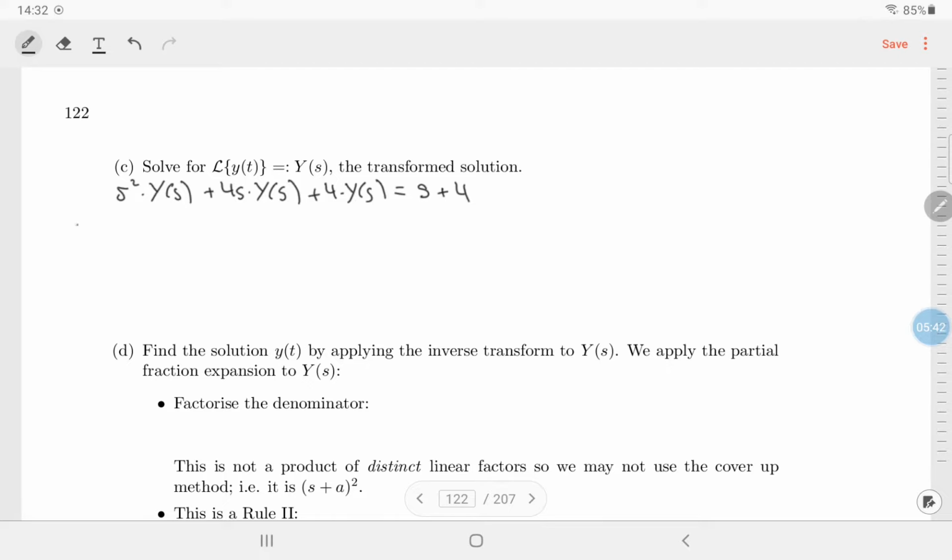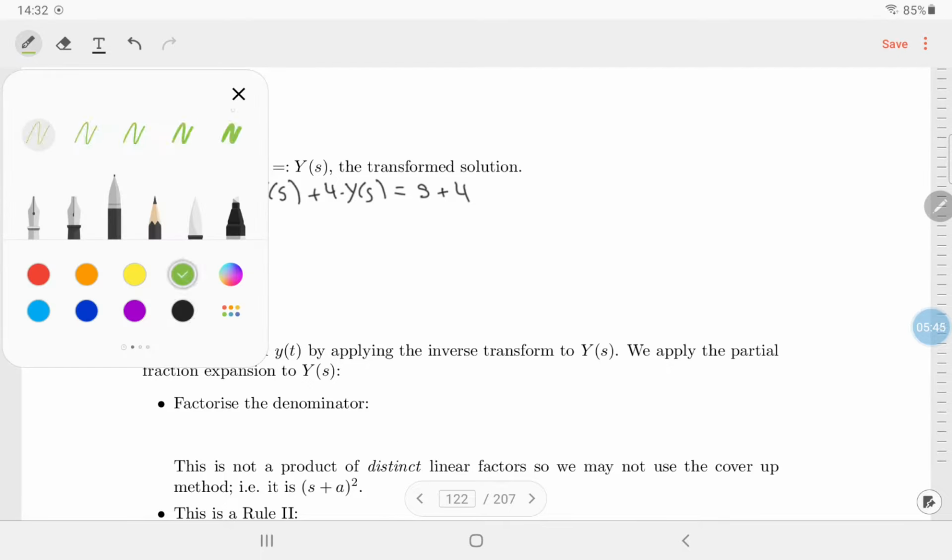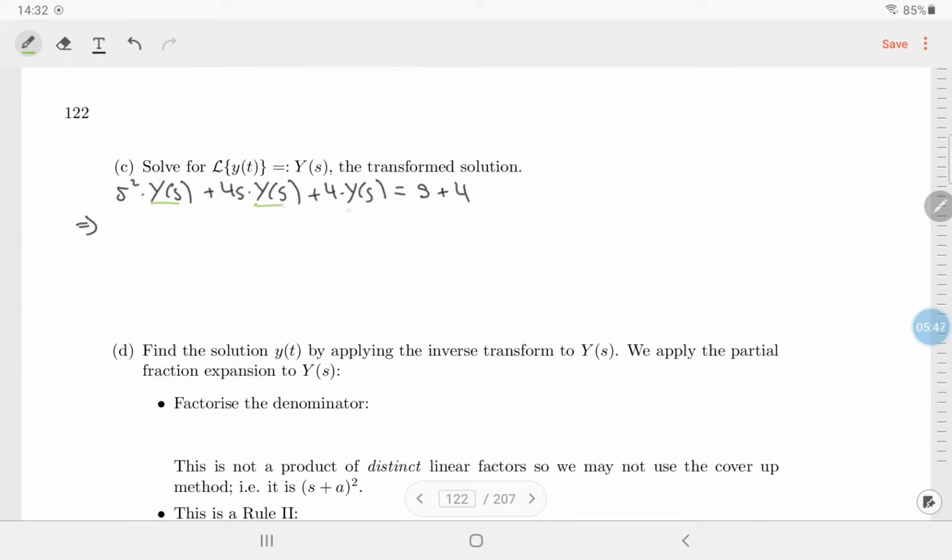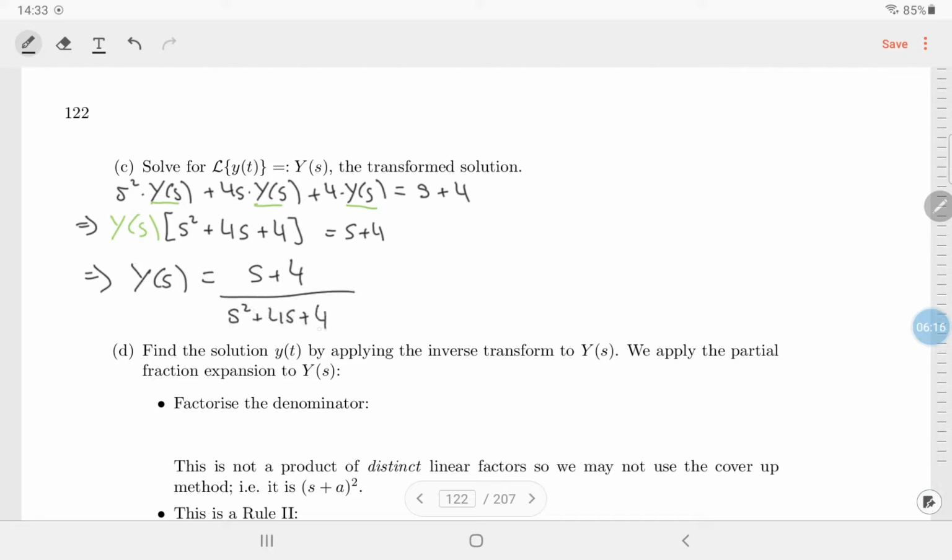What do we do here? Well, we take out the common factor of y of s. So that's times s squared plus 4s plus 4 equal to s plus 4. And then we divide both sides by s squared plus 4s plus 4. So y of s is equal to s plus 4 divided by s squared plus 4s plus 4.